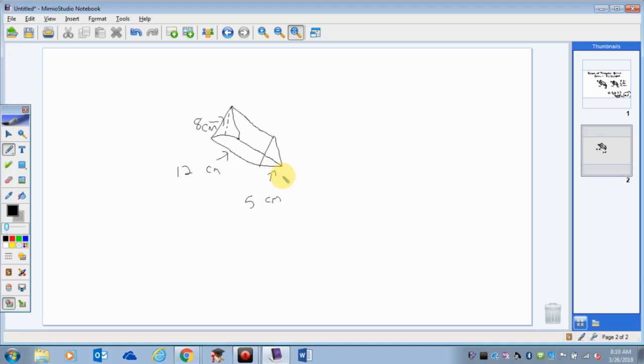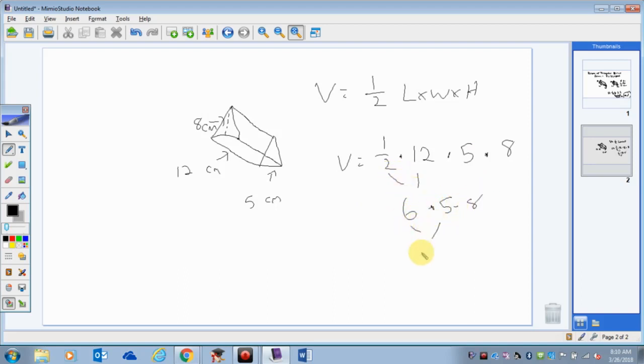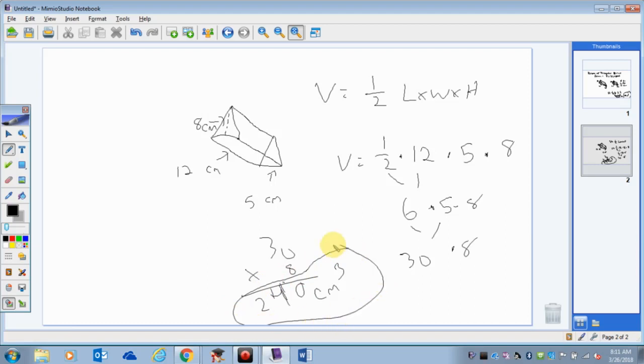Alright, at this time you should have worked this problem out, so we'll go ahead and plug it in. Volume is equal to 1/2 length times width times height. Alright, so we have volume is equal to 1/2. Our length is going to be 12. Our width is 5. And our height is 8. So half of 12 is 6, times 5 times 8. 6 times 5 is 30, times 8. 30 times 8, 0 there, and a 24 there. It's going to be 240. And it's centimeters cubed, or cubic centimeters, or centimeters to the 3rd power.